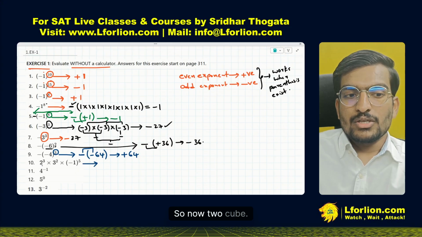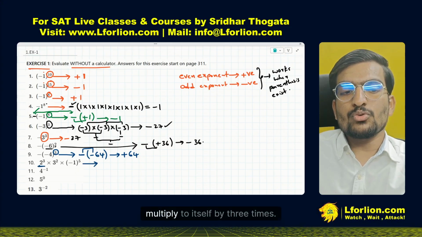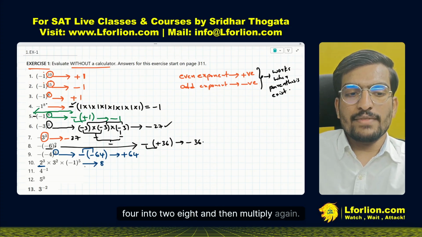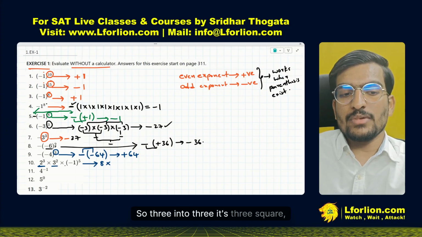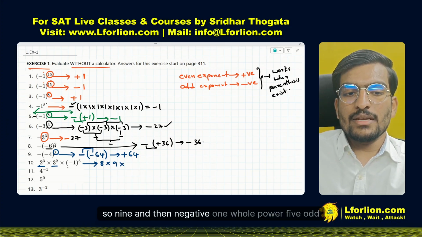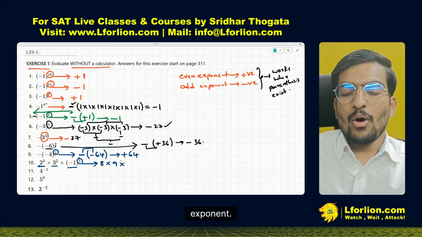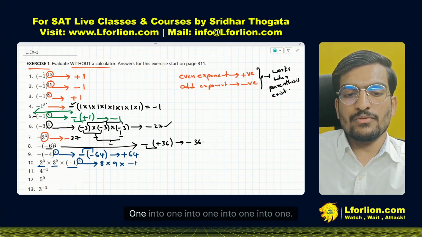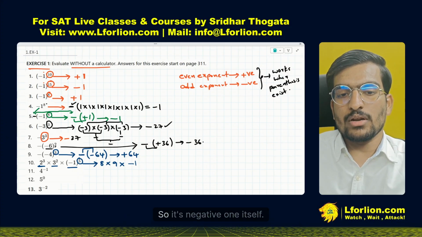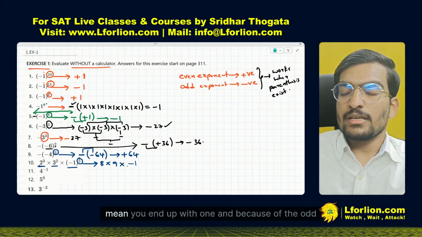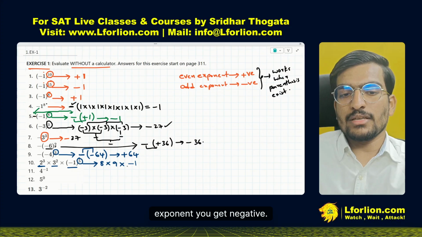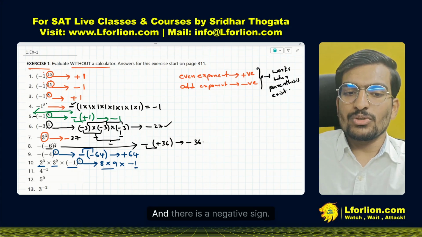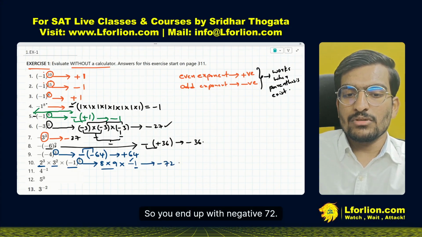Now 2 cube, what is the meaning of 2 cube? You need to multiply 2 by itself 3 times. So 2 into 2 is 4, 4 into 2 is 8, and then multiply again. So 3 into 3, 3 square, is 9, and then negative 1 whole power 5, odd exponent, so you end up with negative, and 1 multiplied by itself 5 times gives 1 itself. 1 into 1 into 1 into 1 into 1. So it's negative 1, because of the odd exponent you get negative. So now 8 times 9 is 72. 72 into 1 is 72 itself, and there is a negative sign. So you end up with negative 72.